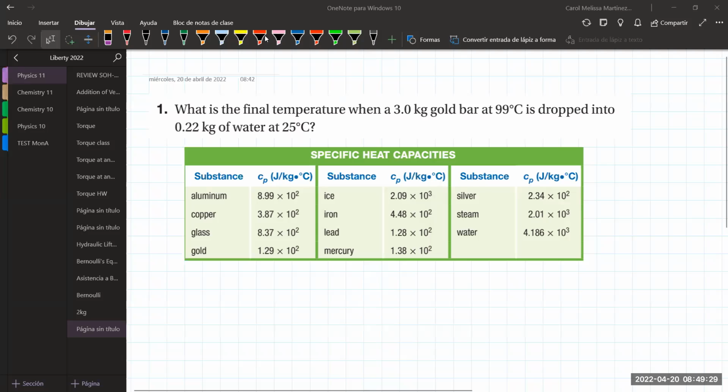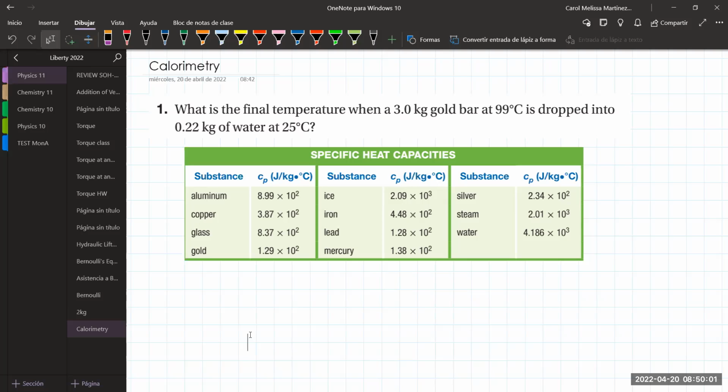Example about calorimetry. It says, what is the final temperature when a 3 kg gold bar at 99 degrees Celsius is dropped into 0.22 kilograms of water at 25 degrees Celsius? In this exercise, they're not giving us more information than the one that you see, but you know that we can use the table that I gave you, because I gave it to you for a reason. We have to use it sometimes.